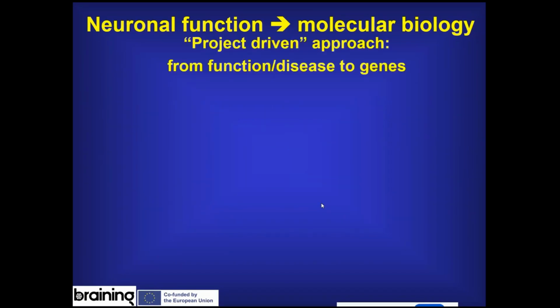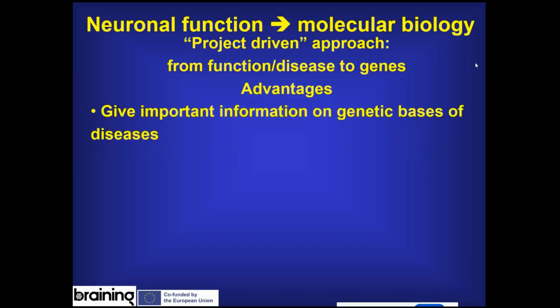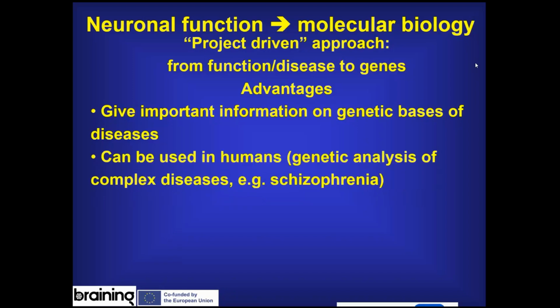So we do what we call a project-driven approach. We go from a function or a malfunction, which can be a disease, to the genes involved. And the advantage of doing this is that we can have important information on the genetic basis of the disease. This is how Huntington disease was discovered, and how some mutations that are linked to Alzheimer's were found in humans. So this can really bring a complete genetic analysis of complex diseases like schizophrenia. However, it has disadvantages: it is very long.